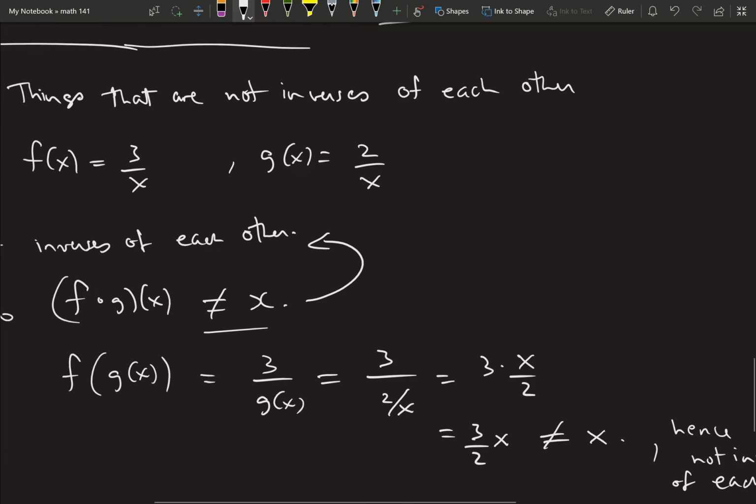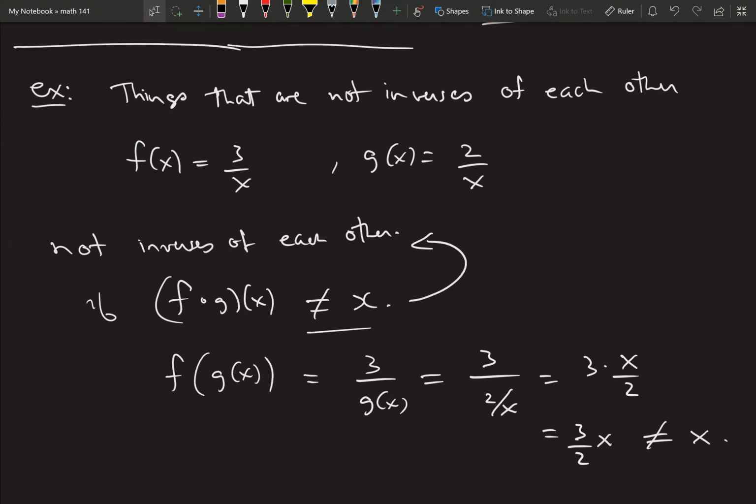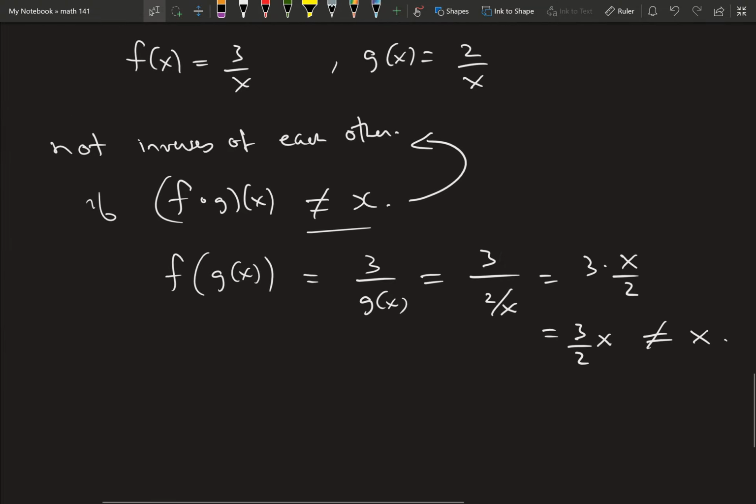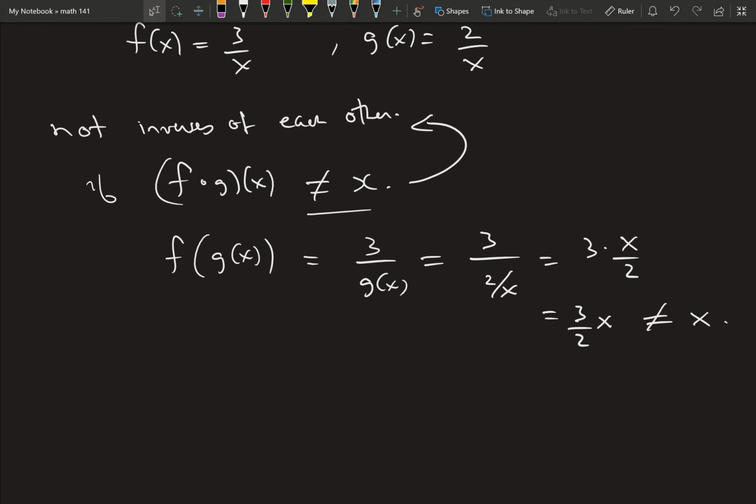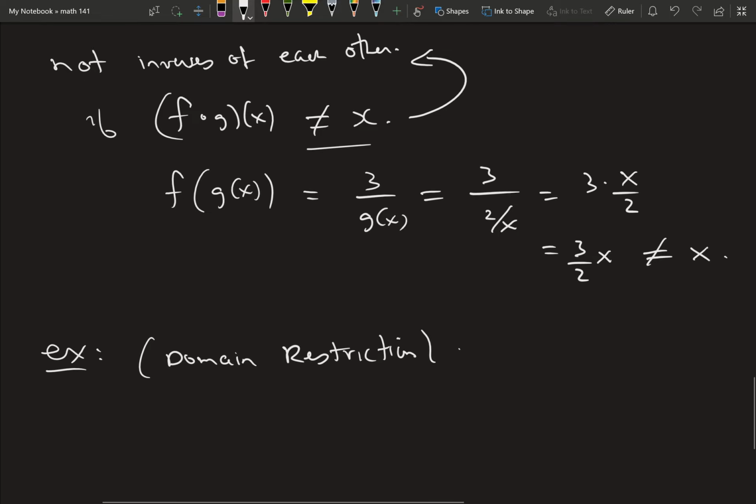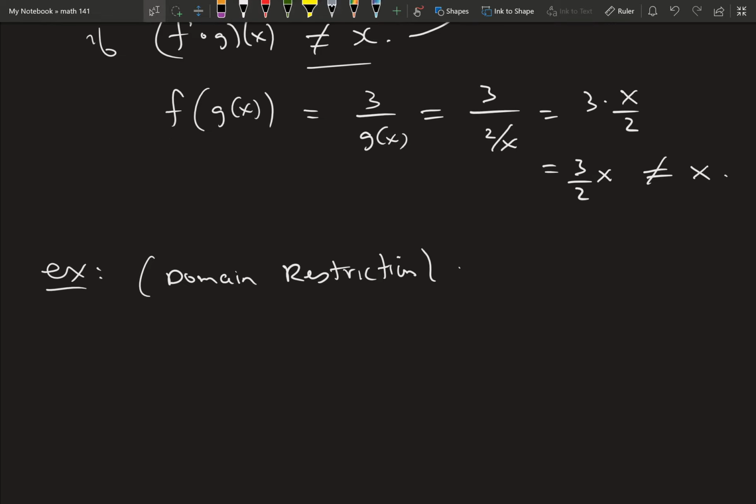Okay. So there's lots of examples which you can do like this, but it's just one example I thought I would do. I want to do one last example, which is an example of a domain restriction. And this is an important one because it does come up. So let f of x be the square root of x minus 1.